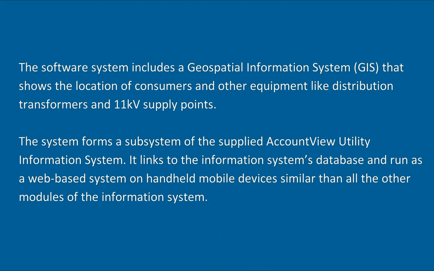The system forms a subsystem of the supplied Account View Utility Information System. It links to the information system's database and runs as a web-based system on handheld mobile devices, similar to all the other modules of the information system. In order to gather the consumer's geolocation data, the inspector should have a mobile phone with access to the intranet and need to be registered in the management information system with appropriate access rights.